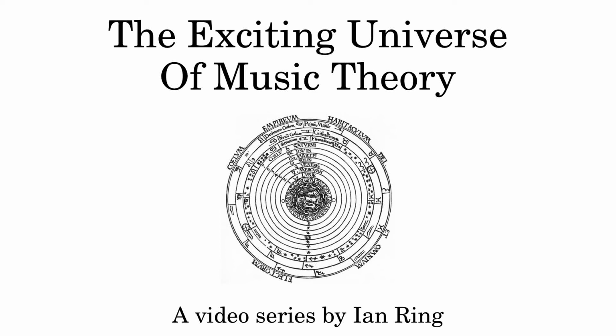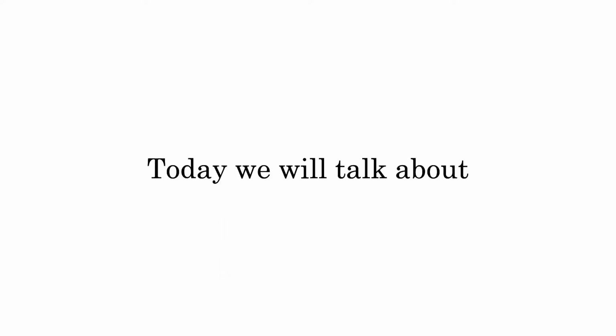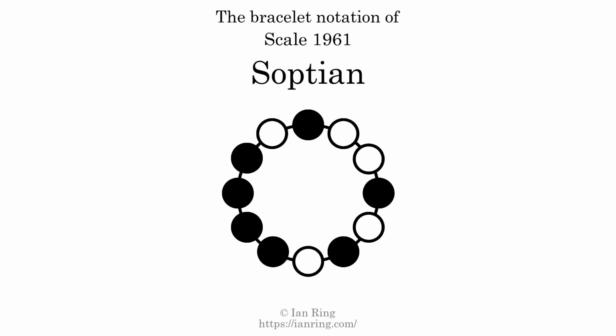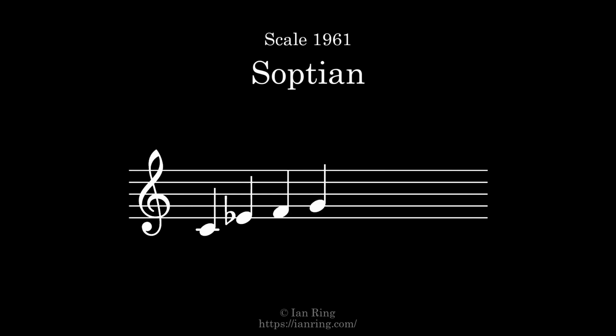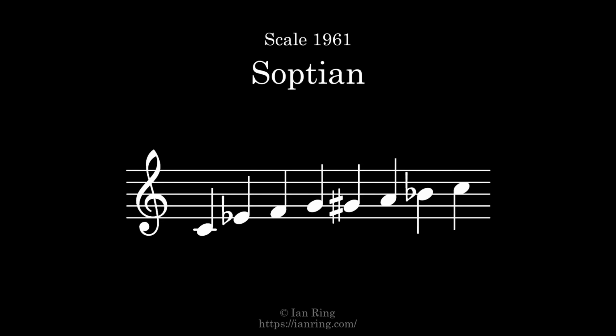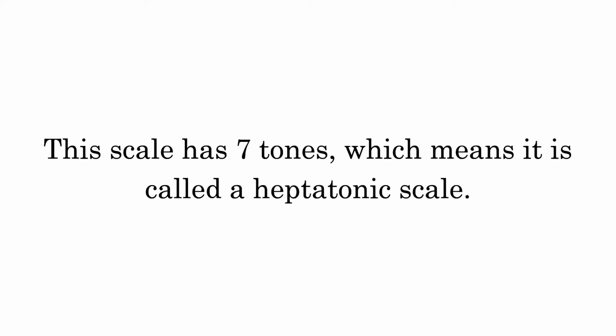Welcome to the exciting universe of music theory. Are you ready to learn? Then let's begin. Today we will talk about Scale 1961, Soptian, which sounds like this. This scale has 7 tones, which means it is called a heptatonic scale.